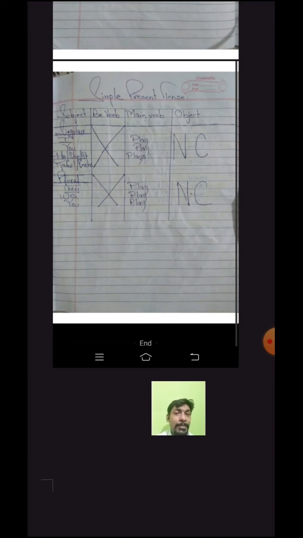In the object column, I have written a big NC. Now, what is this NC? NC means not compulsory. Means it's not compulsory to mention the object. How? If I tell you, my dear students, I play, you play, he plays, she plays, this sentence is absolutely correct because I don't want to tell anyone what I play. Simple. It's upon my wish. If I want to convey this message, I will, or if not, I will not.